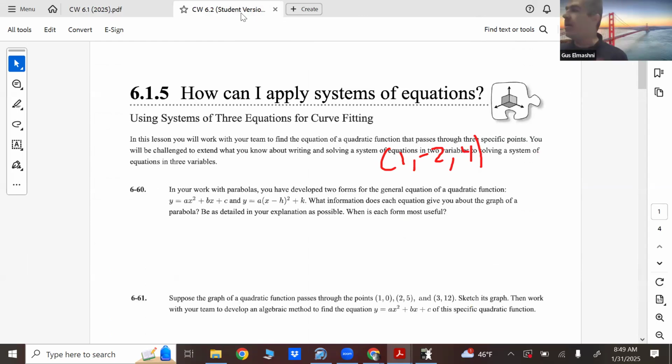So we're gonna go over the homework. Let's go over the new homework. Sorry, the new lesson. I made copies. Here we go.